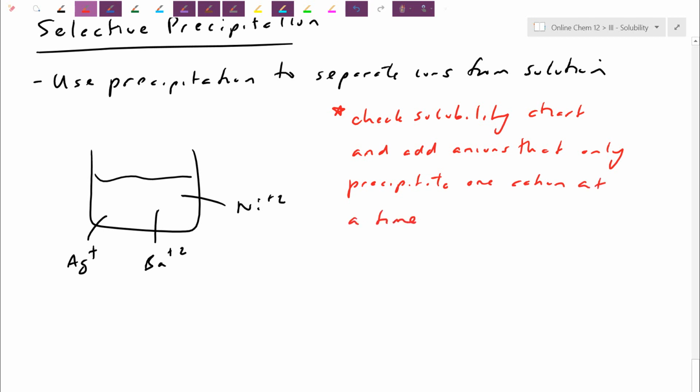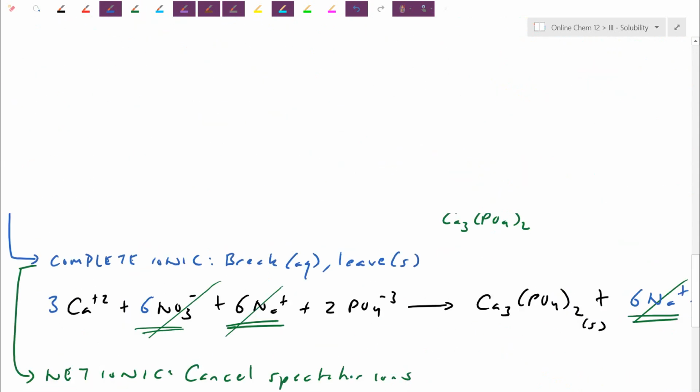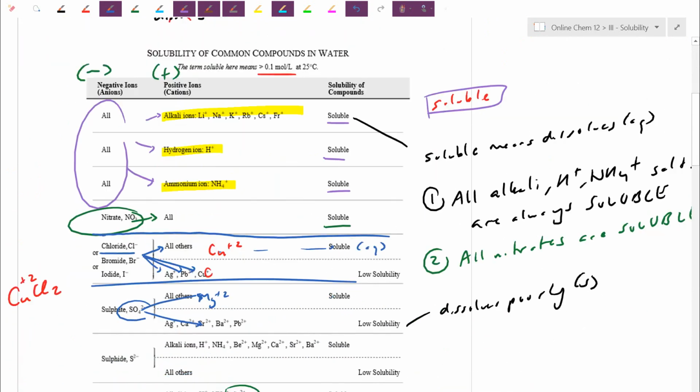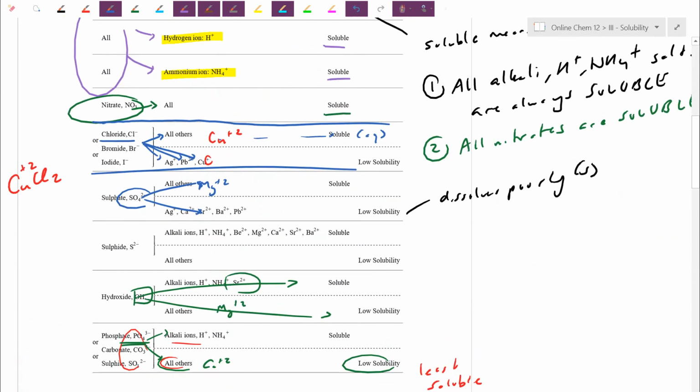But what I want to do here is I want to start separating the easier ones to pull off first, then the next one, then the next one, right? And it really does matter which one you start with. Sometimes you have multiple options here. Let's just keep in mind we have silver, we have barium, we have nickel. Let's just go back up to the top here. Silver, barium, and nickel. In this case here, we're not going to do the really soluble ones up at the top. I'm going to look at some of these combinations here that are actually low soluble.